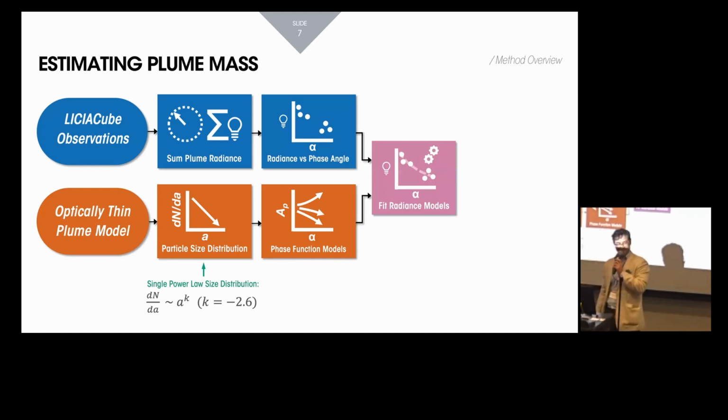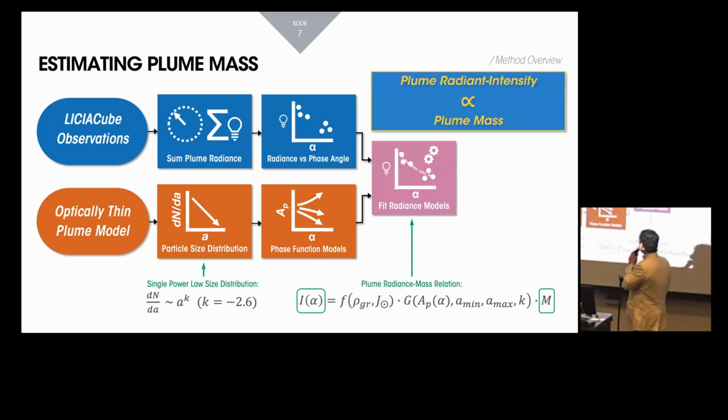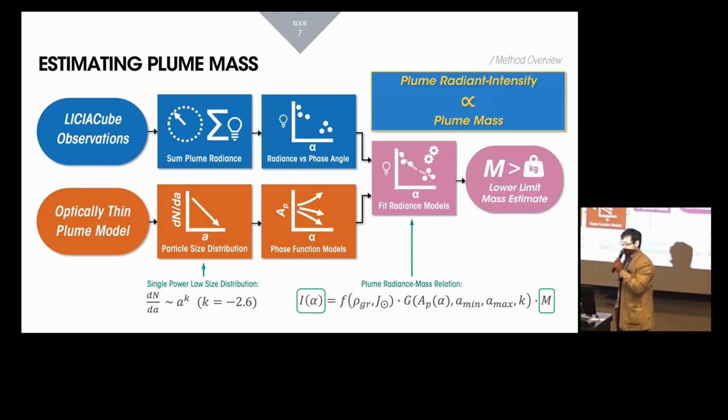And then basically what we can do is a retrieval process where we fit those radiance models to the observations. This is really handy because plume radiant intensity is directly proportional to plume mass. And that allows us to key out a mass estimate. Now, this is a lower limit. Why do I say a lower limit?